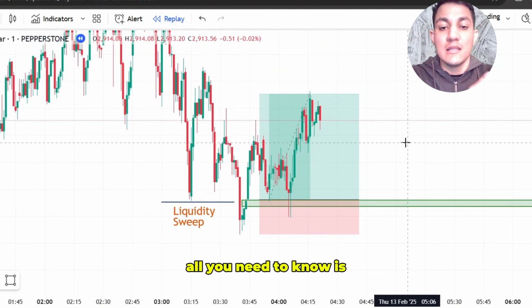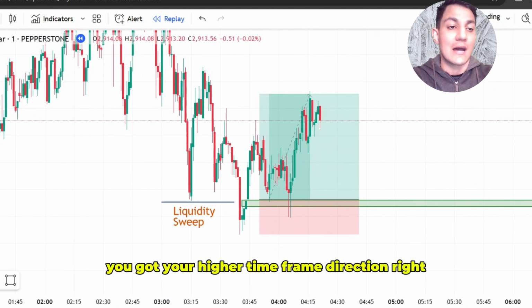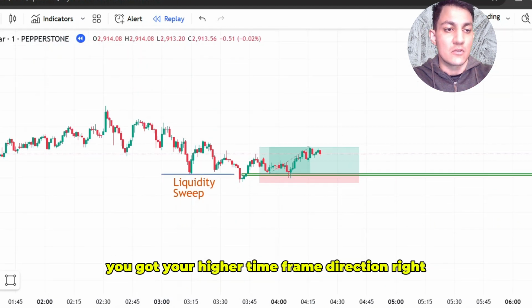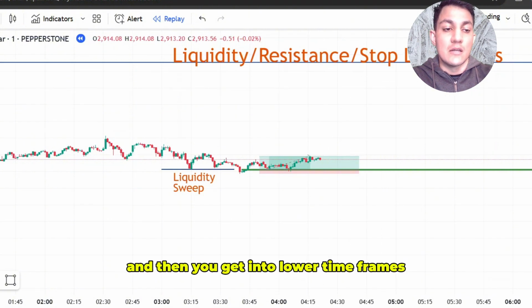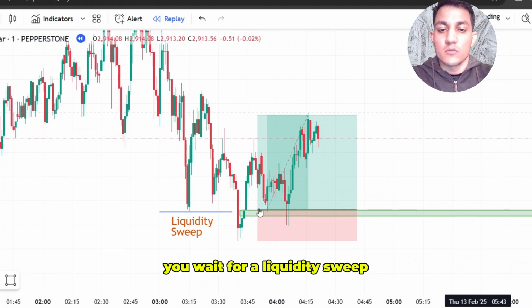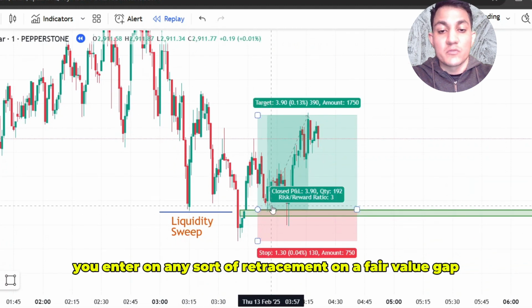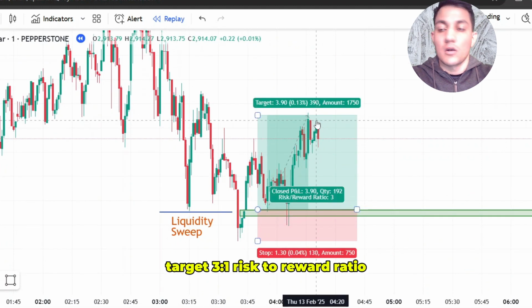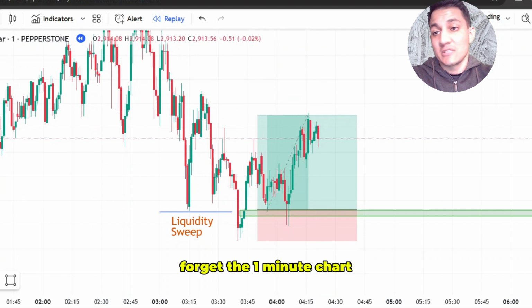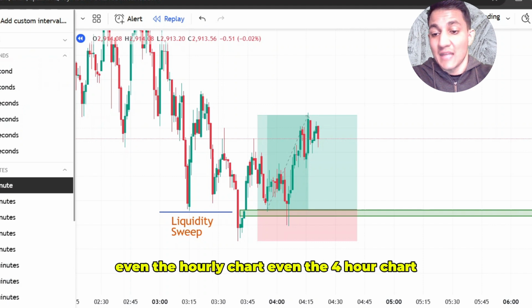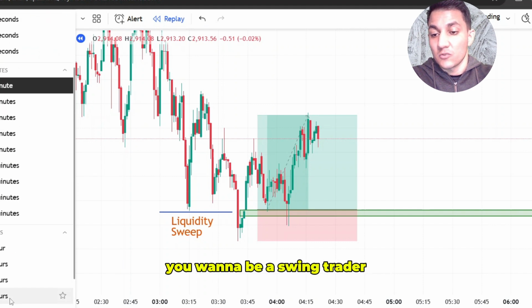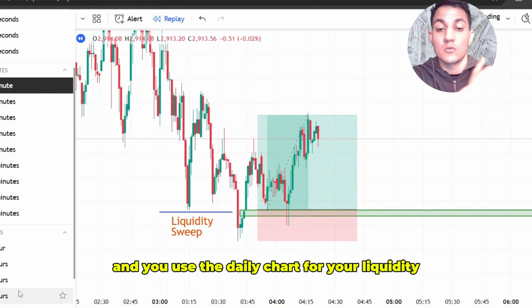All you need to know is if you do this at a key time of day, you've got your higher time frame direction, right? So you've got your higher time frame liquidity on the 4-hour chart or the daily chart, and then you get into lower time frames. You wait for a liquidity sweep, you enter on any sort of retracement on a fair value gap, target a 3 risk reward ratio. Forget the 1 minute chart. This could be the 5 minute chart, could be the 15 minute chart, even the hourly chart, even the 4-hour chart if you want to be a swing trader and you'd use the daily chart for your liquidity.